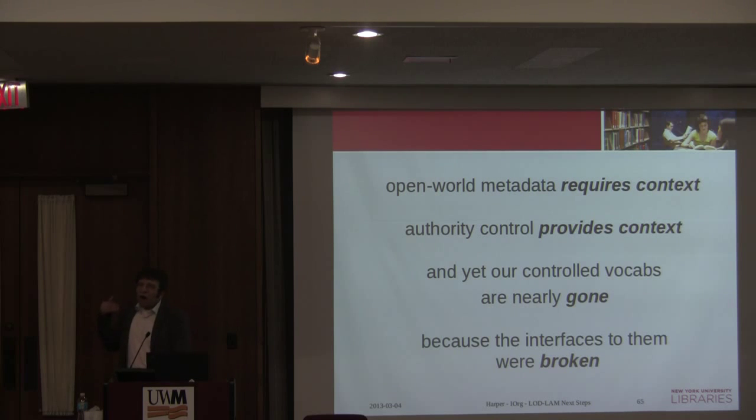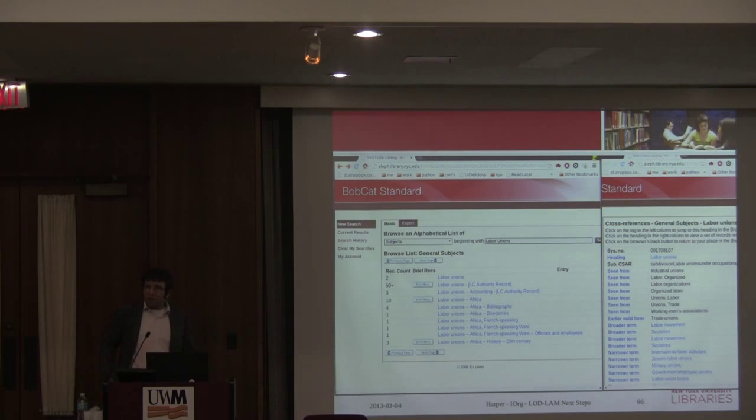But open world metadata requires context, right? We need to know why it matters. We need to know whose metadata it is. And our authority control systems provide a lot of that context, and yet we've been killing them because the interfaces to them are ridiculous. Browse interfaces in OPACs. This is what we were trying to get rid of in the library community when we came out with this idea of a next generation library catalog, right? But does a next generation library catalog make use of authority control? You ever see cross-references in your single search box library search engine thingamajigger? You see them on Google? No, you really don't.